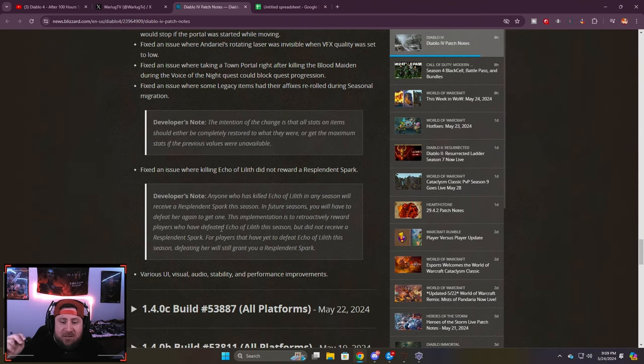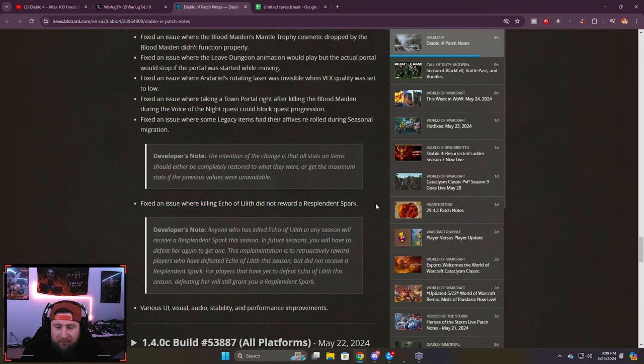Outside of that, there were two big changes in this. One was the big change of the killing of the Echo of Lilith. This kind of confused people the way it's read. It says anyone who has killed Echo of Lilith in any season will receive a Resplendent Spark this season. Somebody asked me about this earlier. I believe that this is just a typo, but this should read, if anyone has killed her this season, as in season 4, next week when the patch goes live, you will receive your Resplendent Spark. Because if it's any season, then I killed her in the last 3 seasons.